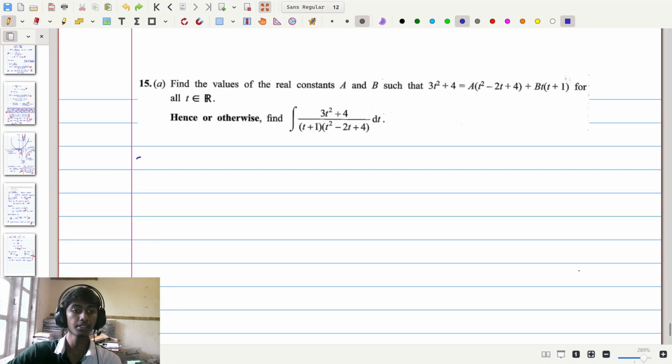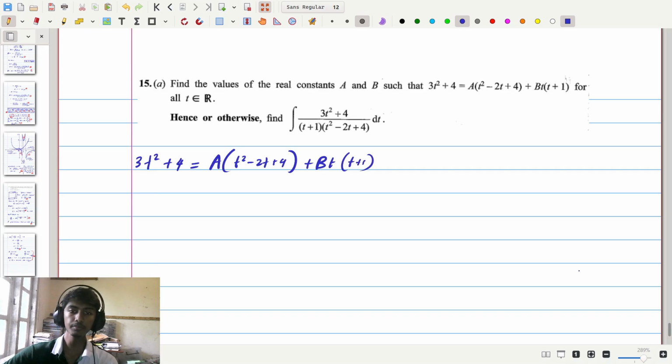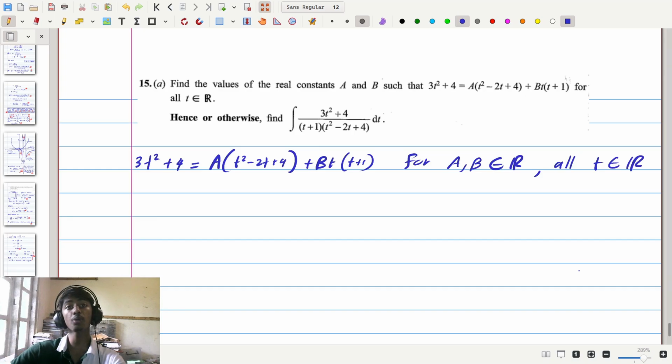We'll write 3t squared plus 4 equals capital A times (t squared minus 2t plus 4) plus capital B times (t plus 1). And we'll say for A, B real numbers that we don't know, and all t elements of the real numbers, which is the condition that allows us to say that the polynomial on the left hand side and right hand side must be equal to each other.